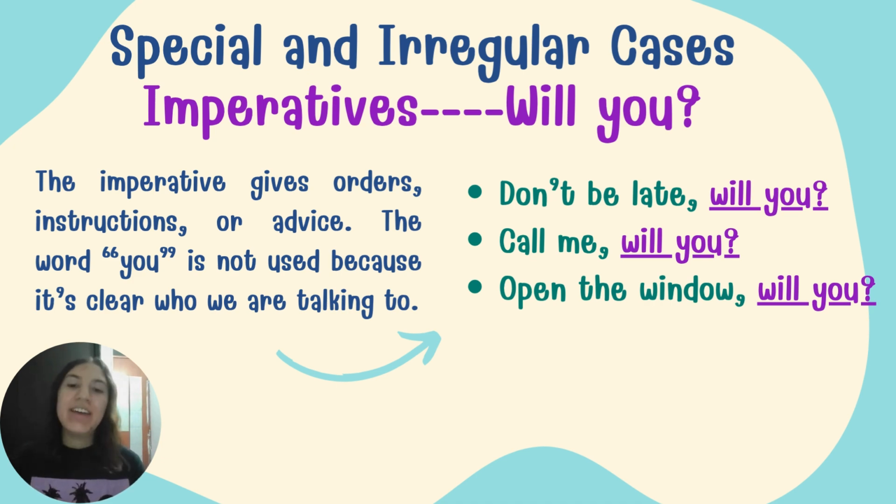For example, don't be late. Will you? Call me. Will you? Open the window. Will you? And remember, when I use an imperative, the question tag is will you? It doesn't matter if my sentence is negative. For example, the first one, don't be late, is not do you? No. It's will you because it's an imperative and because it's a special and irregular case.